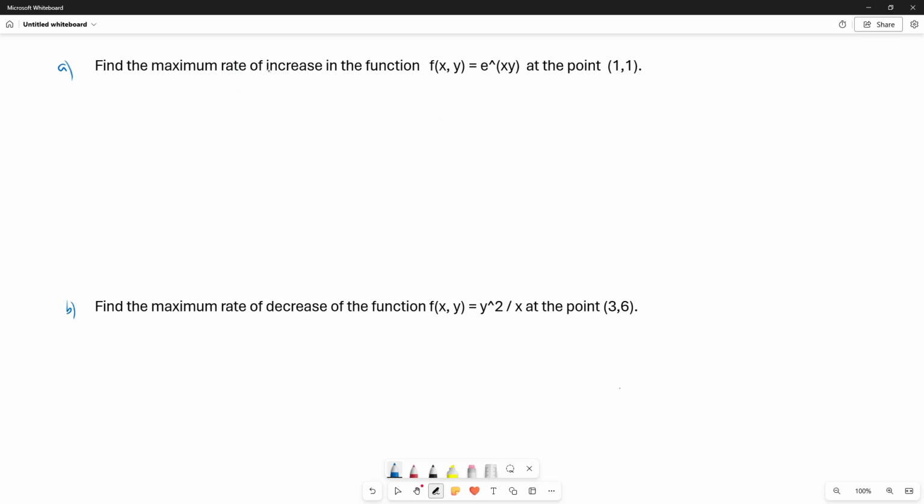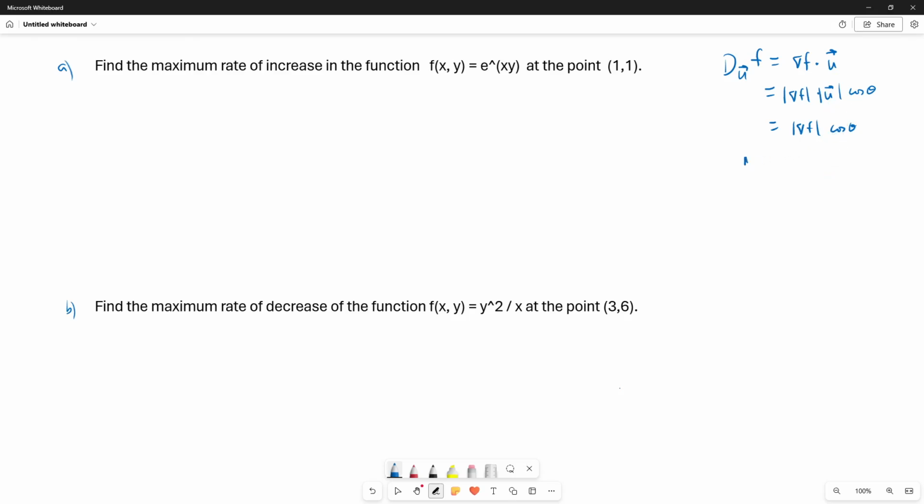So the rate of increase or decrease is going to be given by a directional derivative. And the directional derivative is the gradient dotted with the direction vector. And the dot product is the magnitude of the gradient times the magnitude of u times the cosine of the angle theta. And this is just the magnitude of the gradient times cosine theta, because the magnitude of u is 1. u is a unit vector.